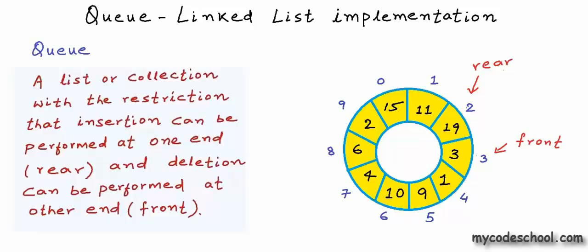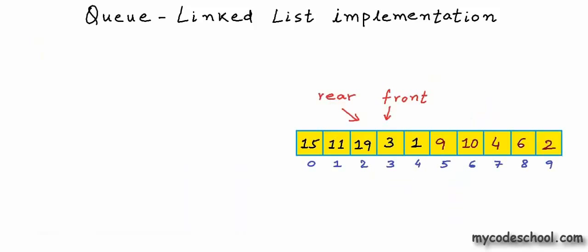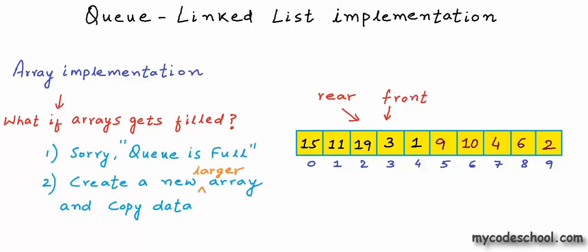Please note that this representation of circular array that I'm showing here is only a logical way of looking at an array. We can show this array like this also. As I was saying, in an array implementation we will have this question: what if the array gets filled? And we need to take care of this. We can either say queue is full, or we can create a new larger array and copy elements from the previous filled array into this new larger array. The time taken for this copy operation will be proportional to the number of elements in the filled array, or in other words we can say that the time complexity of this copy operation will be big O of n.